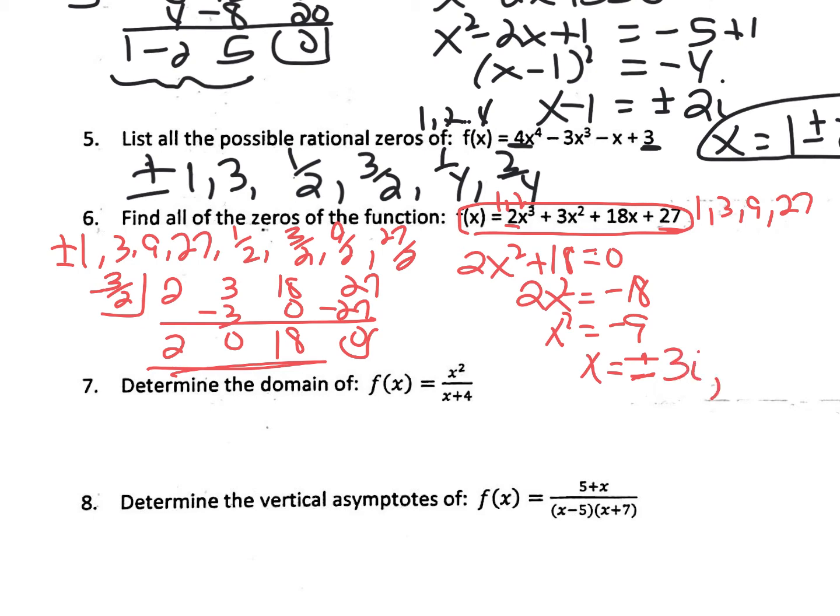And don't forget, it says find all the zeros. Don't forget what we found first, the negative 3 halves. Because it's degree 3 when we start, you should have 3 answers.